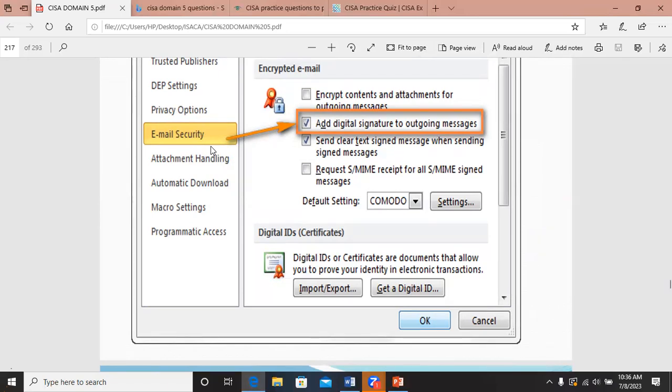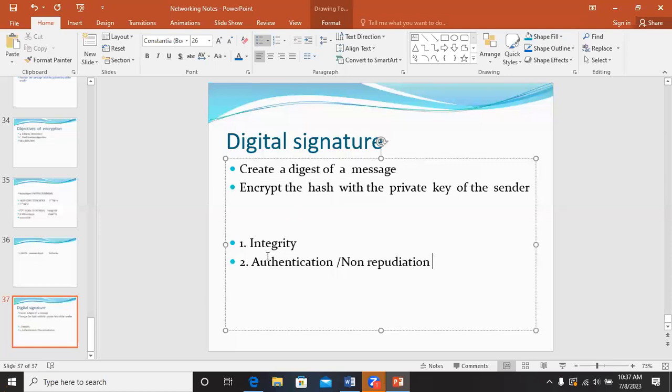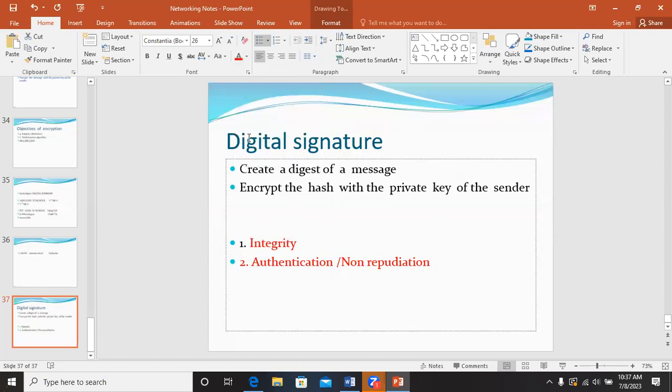For email security, we can use digital signature as an extra layer of security so that the receiver can confirm that indeed the message is actually coming from you. Please take notes of what we can use digital signature to achieve: integrity, authentication, and non-repudiation. This is where most of the questions I've seen on digital signature are focused. Don't forget.